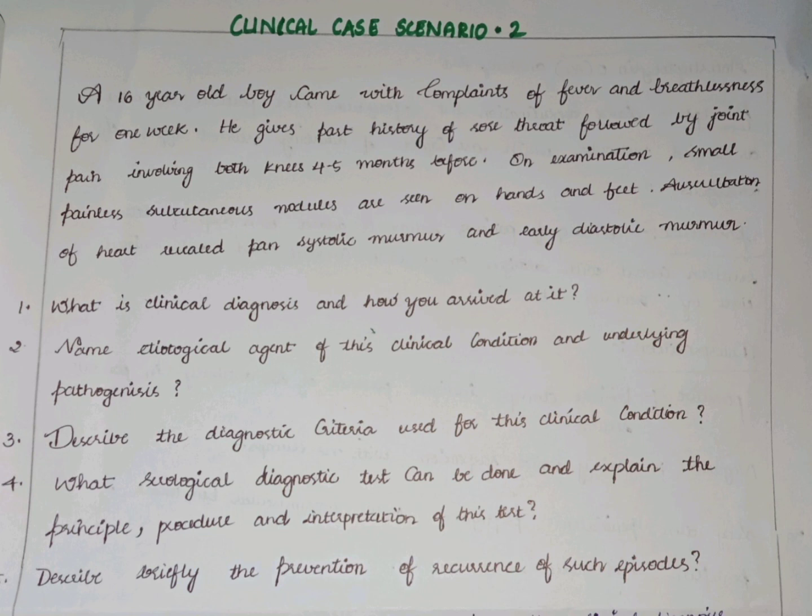Now let us look into the fifth question. Describe briefly the prevention of recurrence of such episodes. Answer is long-term penicillin prophylaxis with intramuscular benzathine penicillin, which is given every 4 weeks, helps in prevention of recurrence of such episodes.